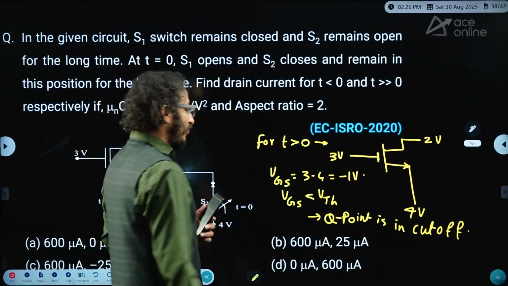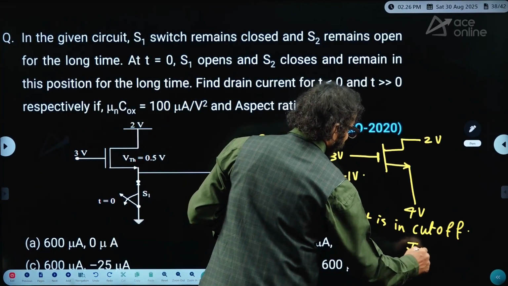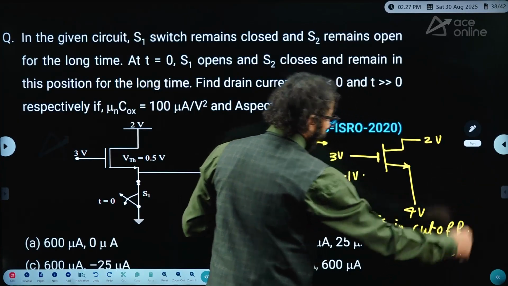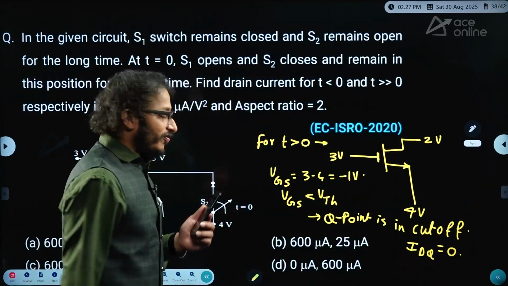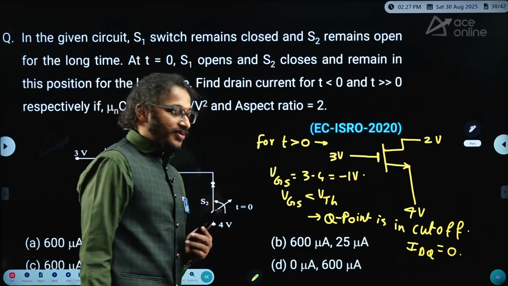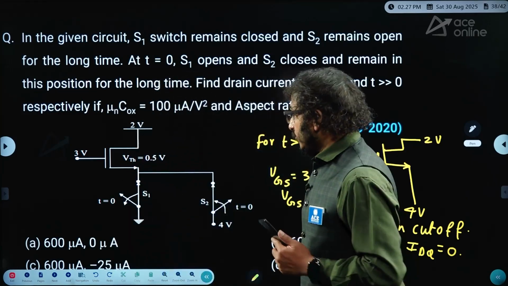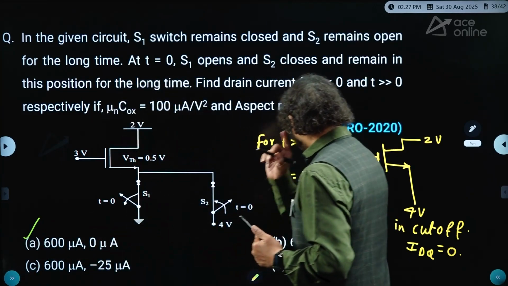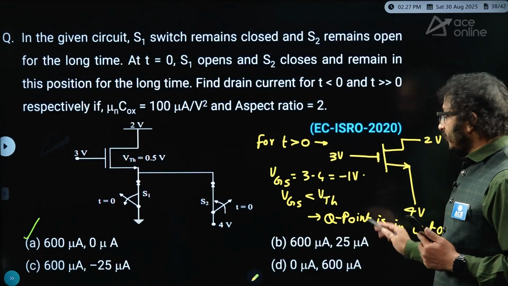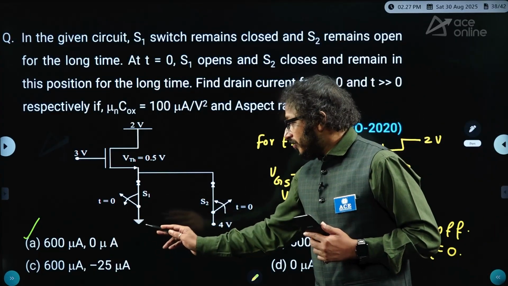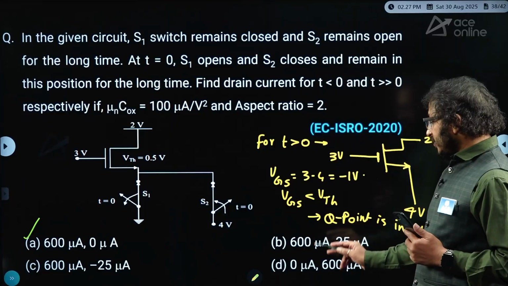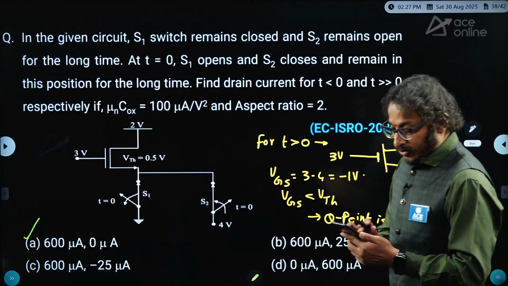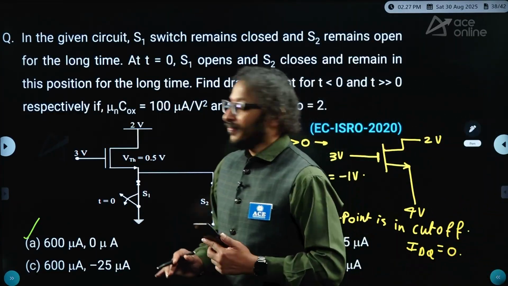Whenever the Q point is in cutoff, there is no current. Therefore, IDQ is simply 0. Wonderful. So the first answer is 600 microamps and the second answer is 0. So 600 microamps and 0. I think option A is apt for the given question. Option B, 625, wrong. Option C, 600 minus 25, wrong. And option D, 0 and 600, no, wrong. So option A is apt for the given question.